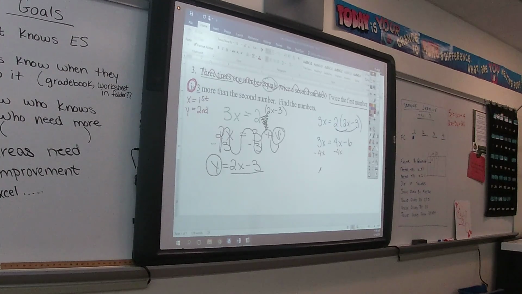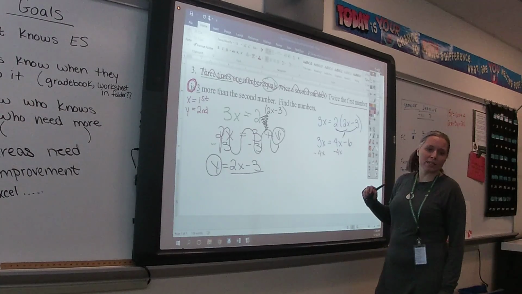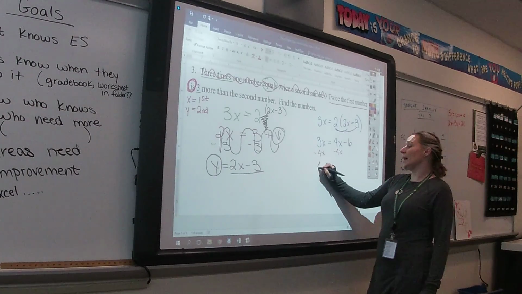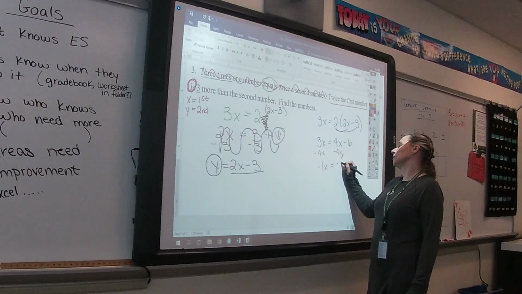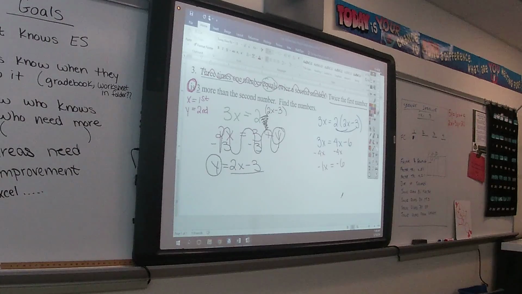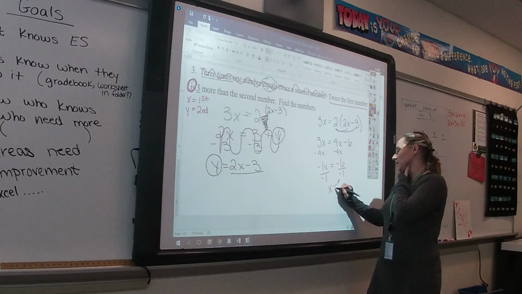Why wouldn't you subtract the 4 from the 6? Because one's an x and one isn't. These aren't like terms. Oh, I didn't see the x. So this is a negative 1x equals negative 6. Divide by negative 1, and it's going to be positive, which makes it 6.